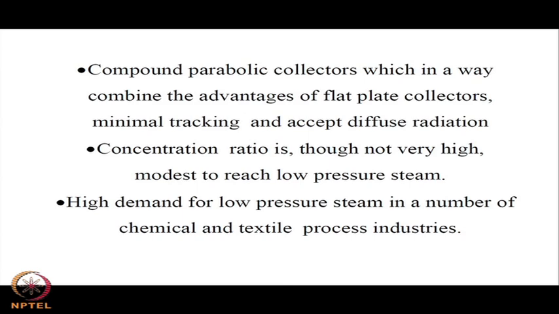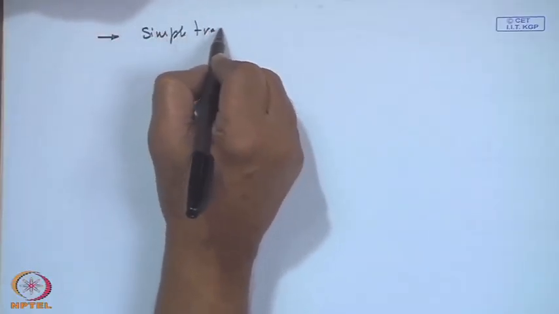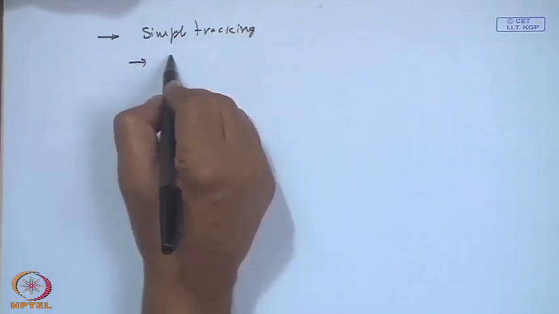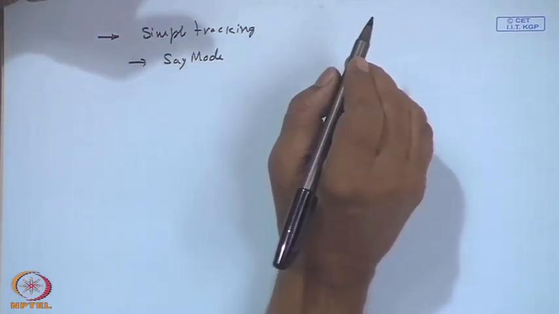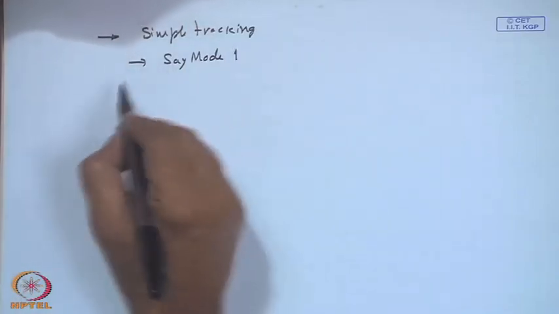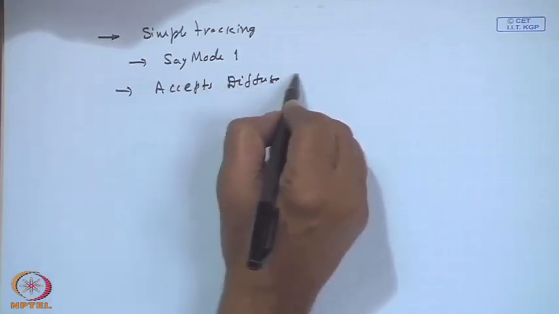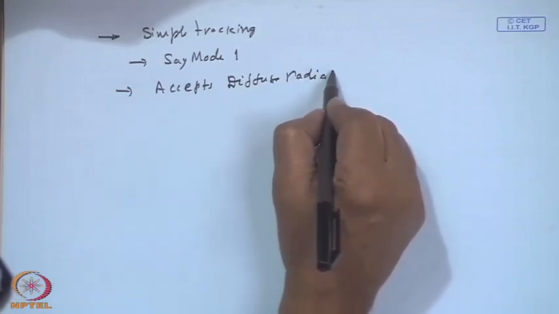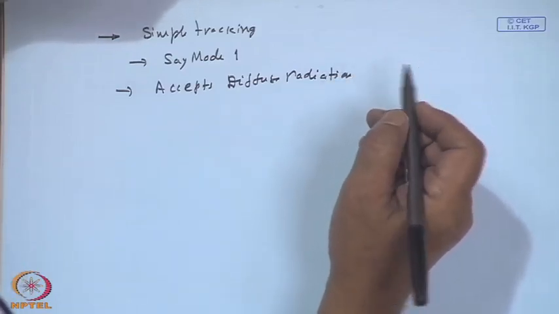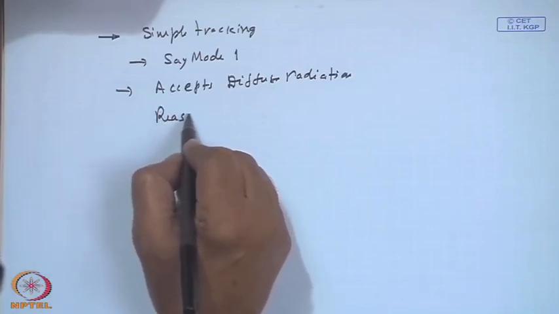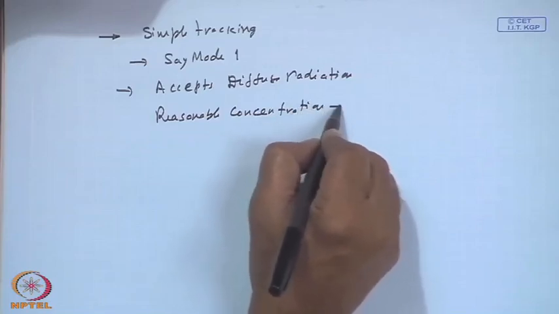Now, this has got, let us say, advantages: simple tracking, say mode 1, what we have considered as east-west horizontal axis with one single daily adjustment. Then it accepts diffuse radiation, because whatever enters through capital W width should reach also the receiver area AR, and reasonable concentration like maybe 3.